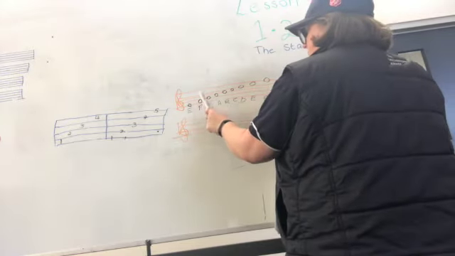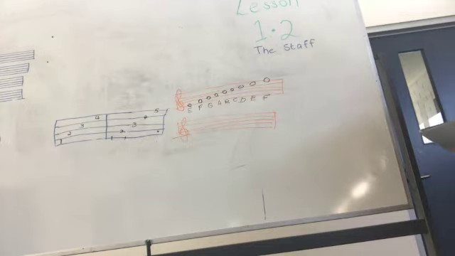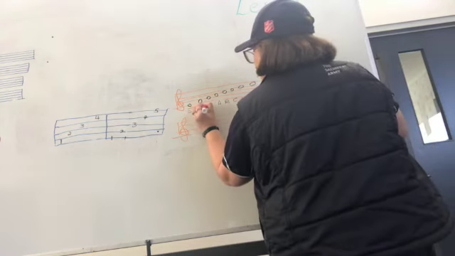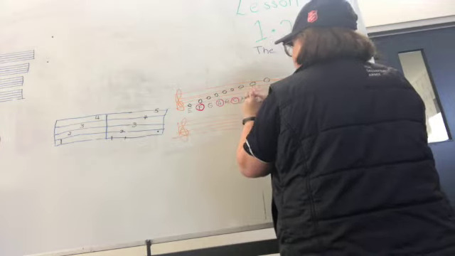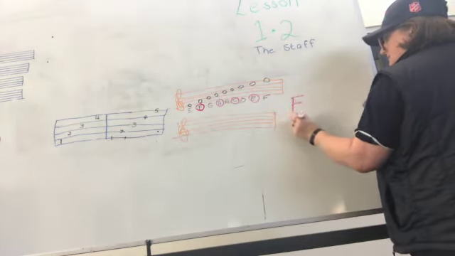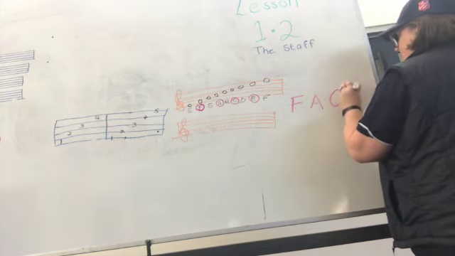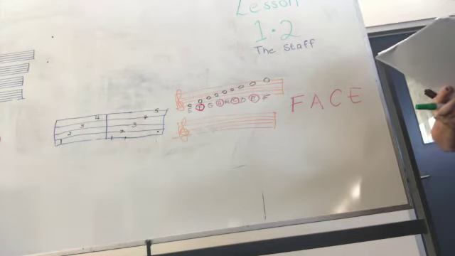Our first note in a space is called an F. Now we can actually remember some really cool stuff here. So if we circle the F, and we circle the A, and we circle the C, and we circle the E, that makes up a word for us. That makes the word FACE. F-A-C-E.